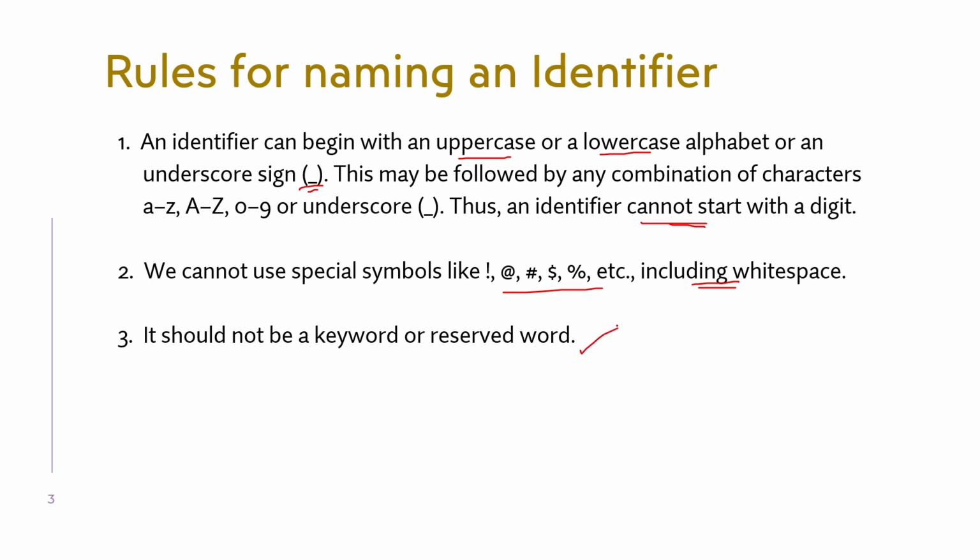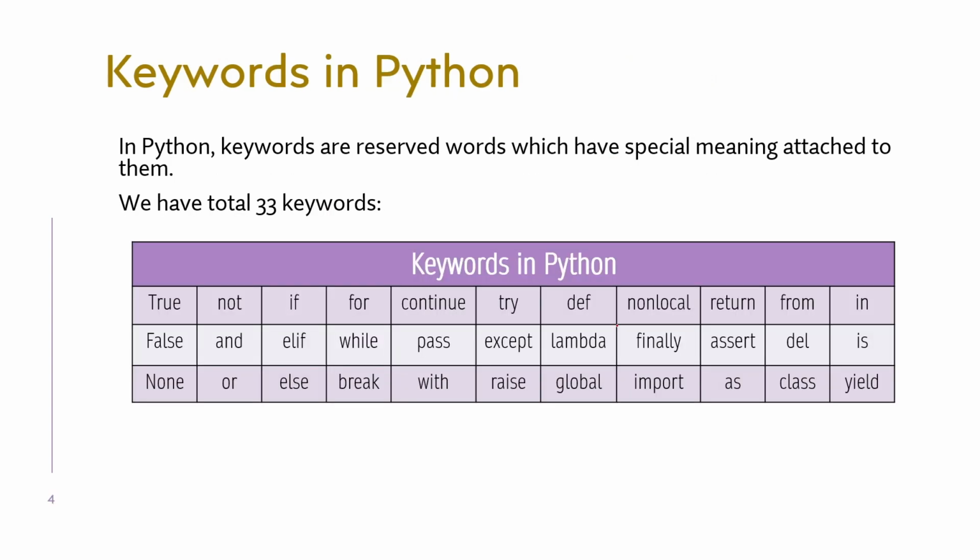The third rule is that it should not be a keyword. What are keywords? Basically, words which have some special meaning, and those special meanings have been reserved for the interpreter of Python. In Python, in total we have 33 keywords, out of which True, False and None start with a capital letter, and the rest of them are in small case. Now I want you to take note of this list, of the keywords mentioned in it, so that whenever you see questions on keywords in Python you will be able to answer them.